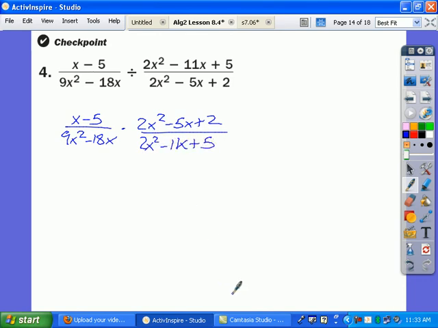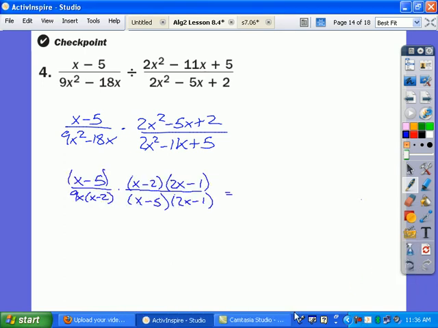And so now we see that the 2x minus 1s, interesting, the 2x minus 1s cancel out. The x minus 2, the x minus 2 cancels out. The x minus 5 cancels out. So what does this thing equal? Is it 9x? Is it 1 over 9x? Or is it 0 over 9x? Or is it something else?